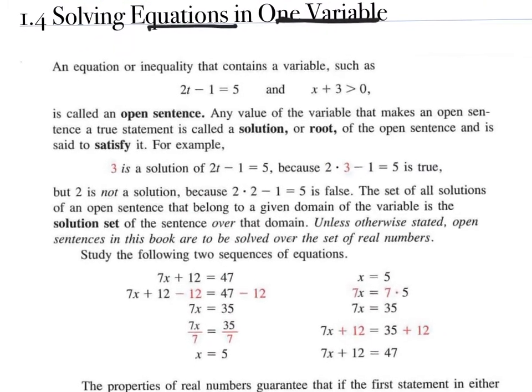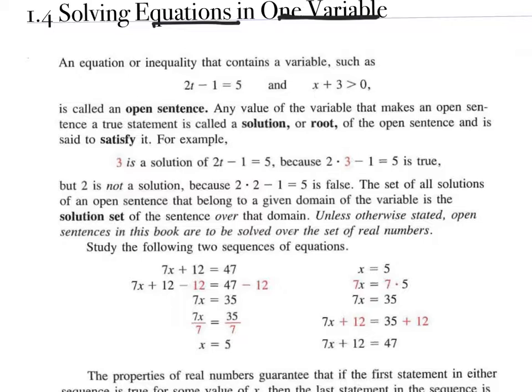So just to be clear, an equation or inequality that contains a variable, notice here's a variable and here's a variable, that they each have one variable, another name for those is called an open sentence. It's an open sentence because we're not sure which value is going to go in there. So we talk about, well, what is x? What is t? When we talk about those, we say any value of the variable that makes it true. When we plug it in, we figure out what that number is supposed to be. We can call that the solution, root, and it's said to satisfy it.